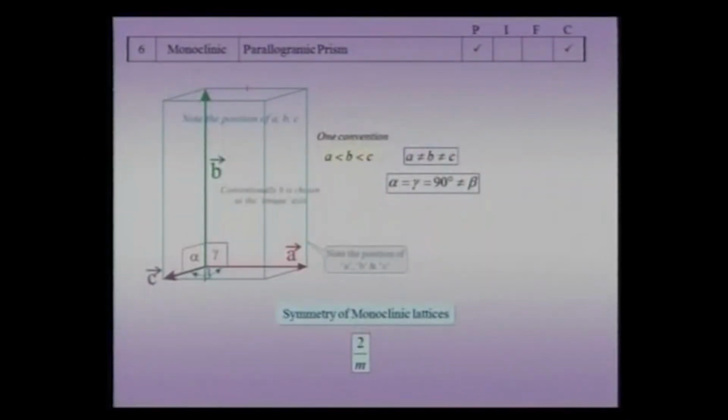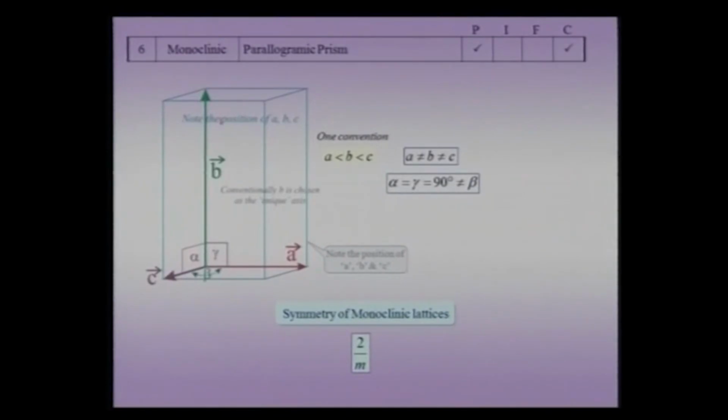and the two-fold axis is typically positioned along the B axis, and the mirror will be what will be bisecting this cube along the vertical direction. So, the symmetry of monoclinic lattices is pretty low, but it still has a two-fold and a mirror symmetry which is characteristic of the monoclinic lattices.